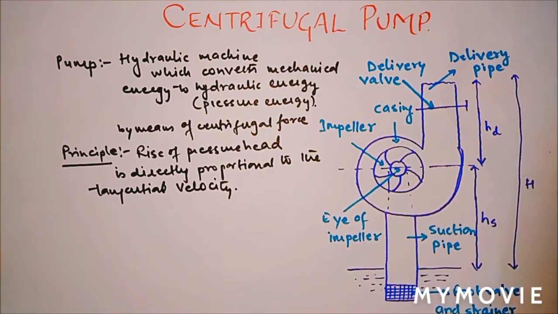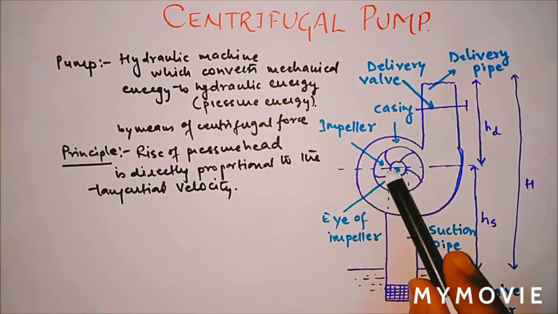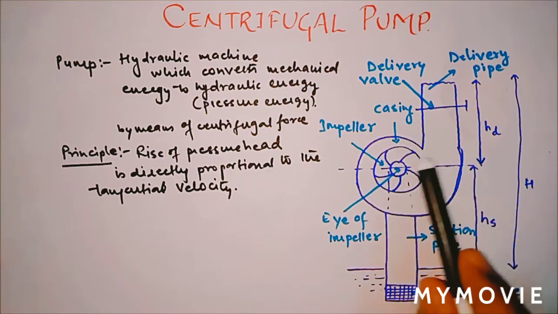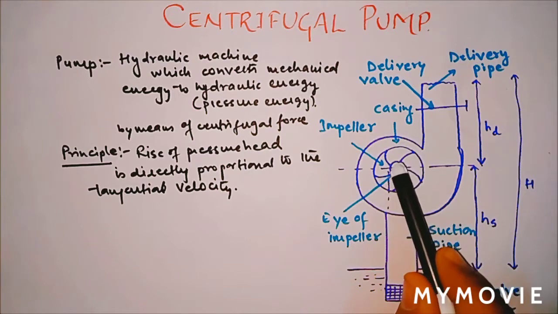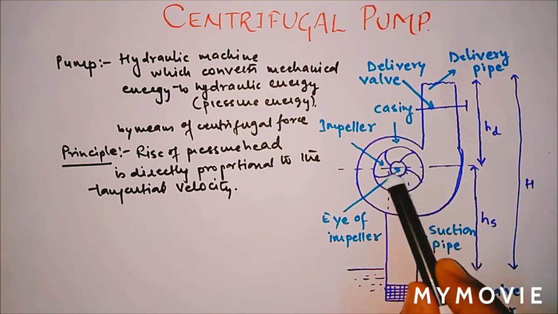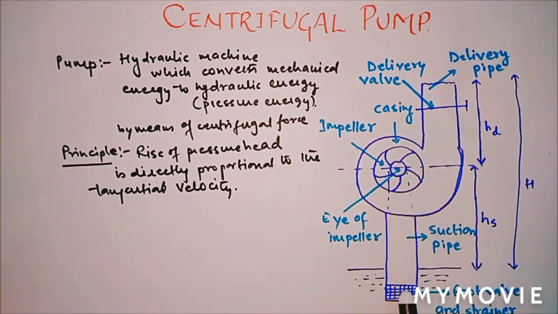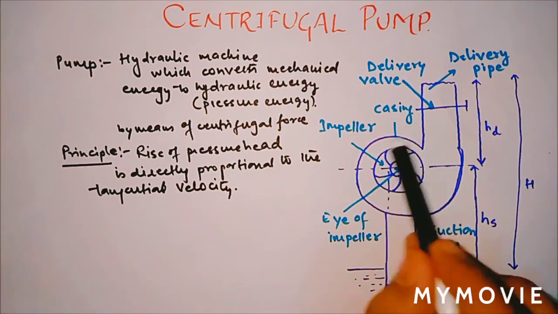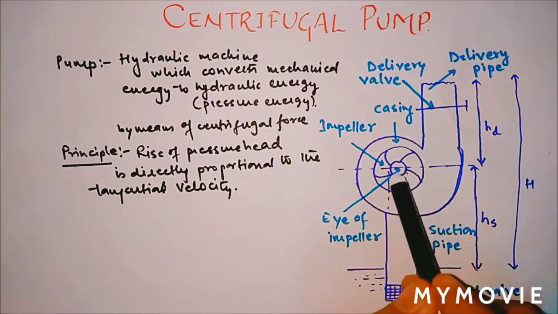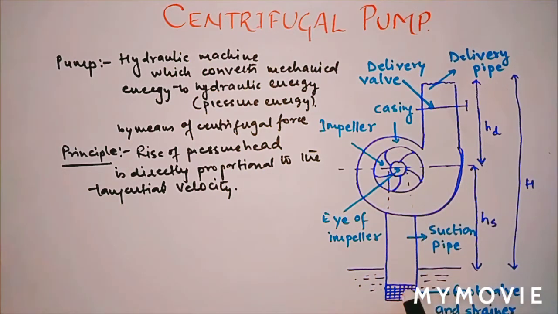Now how it works, okay? This eye of impeller is connected to the shaft, with the help of which the impeller is rotated. When this is rotated, it creates a low pressure zone. Due to this low pressure zone, the water from the sump moves upward to the casing, and the casing is filled with water. Here the foot valve works as a one way valve which only opens in the upward direction and does not allow the water to flow back into the sump.